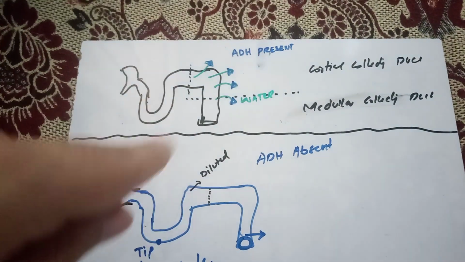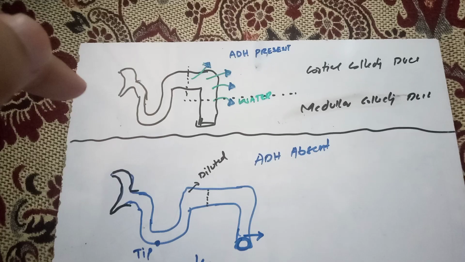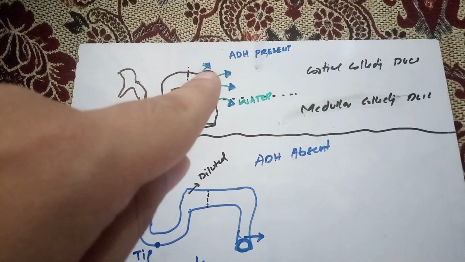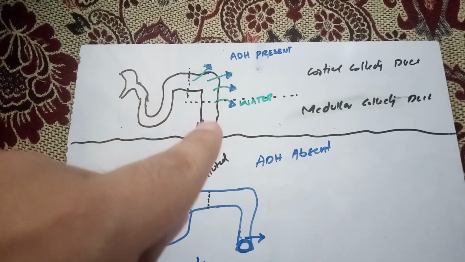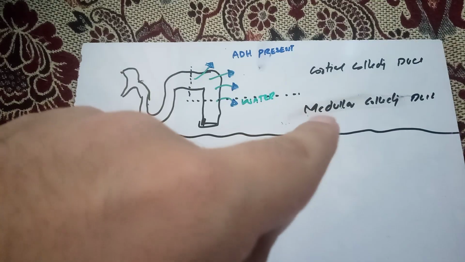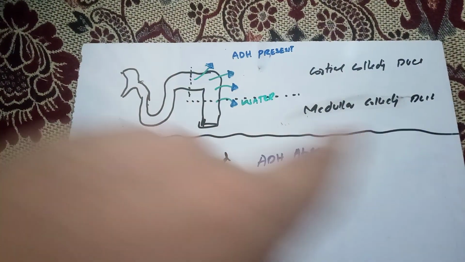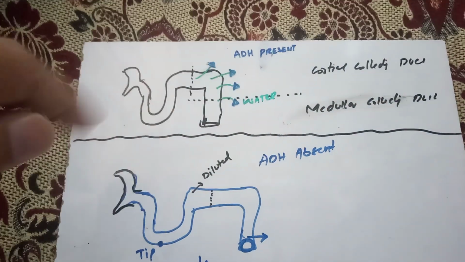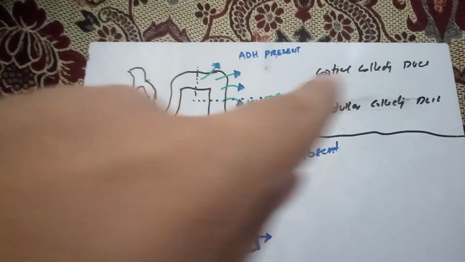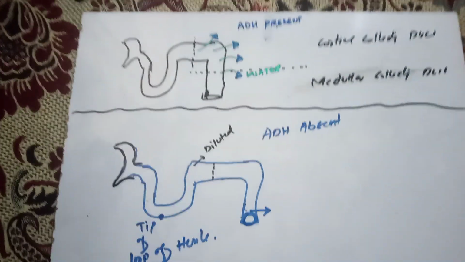In the presence of ADH, most concentrated urine: now this is another scenario. The concentration occurs over here because water is being absorbed. That is the medullary collecting duct. In the presence of ADH, most concentrated urine lies in the medullary collecting duct. If that is not an option, then cortical collecting duct.